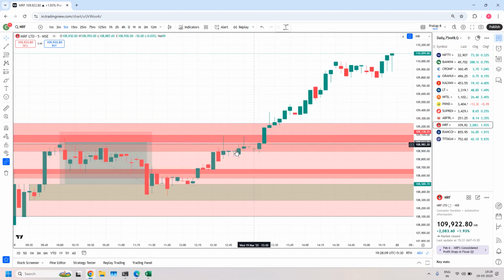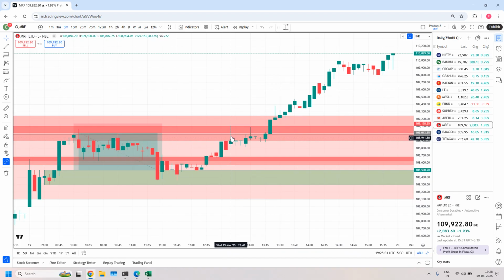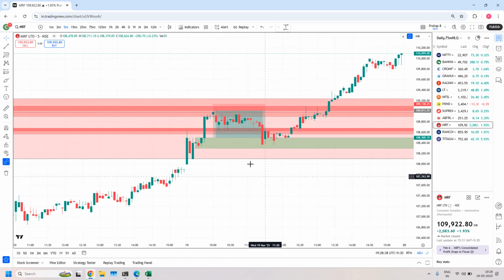See, if anybody had planned a second trade, it held for some time, but demand is also very strong. Supply is also strong. A lot of time it held our prices. And finally, all the supply is consumed and demand finally violated this. Everything is gone. If anybody took a second trade, maybe it would have been stopped out. But we already got a good successful trade here. So this is about MRF.